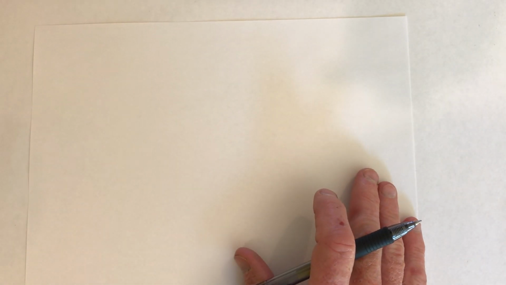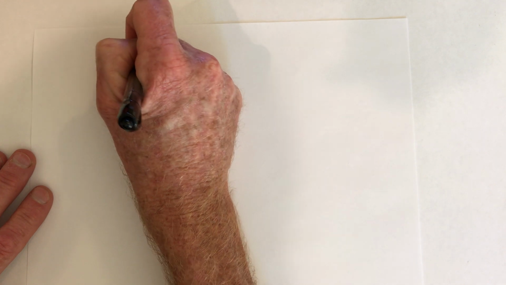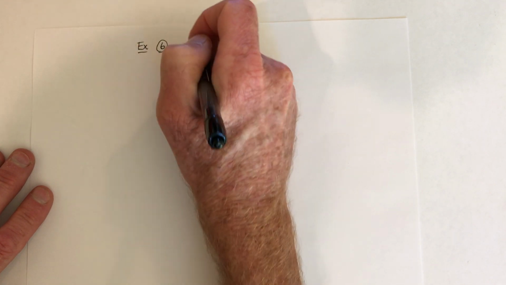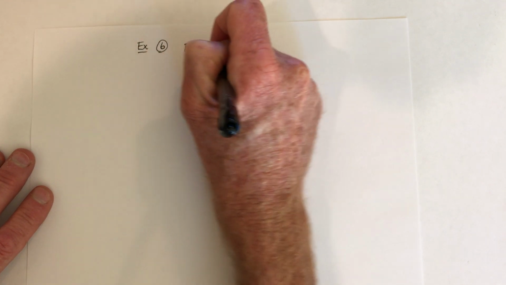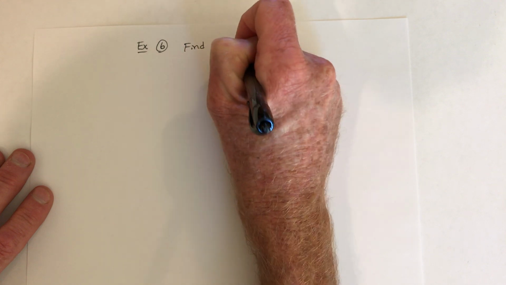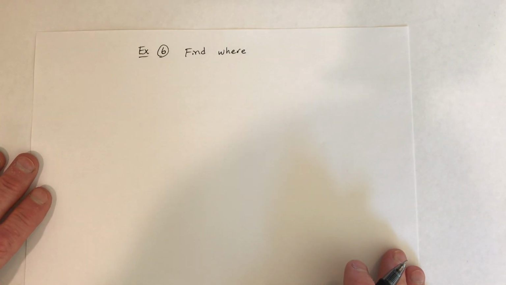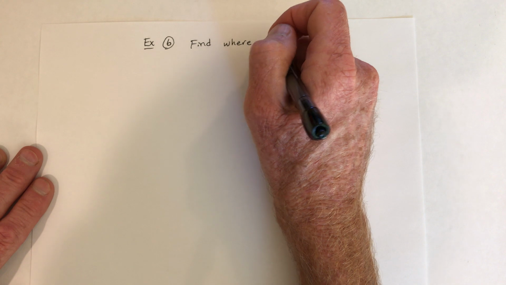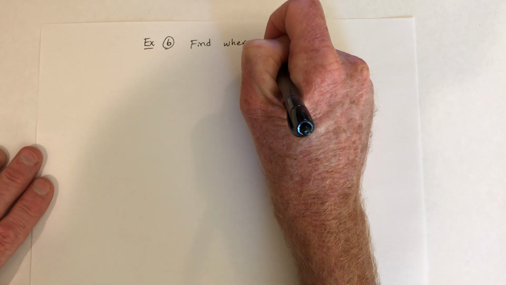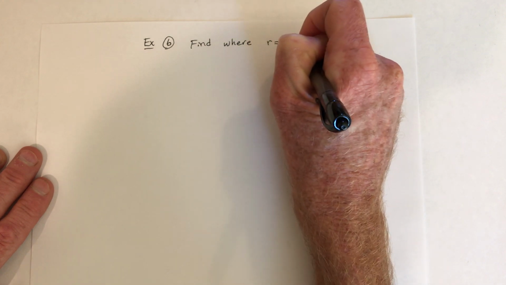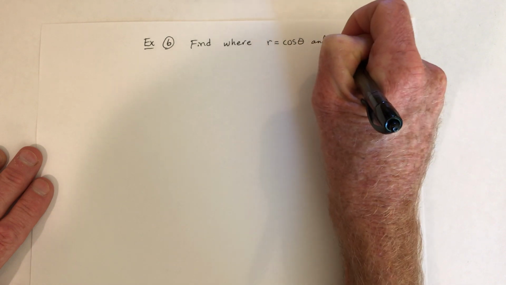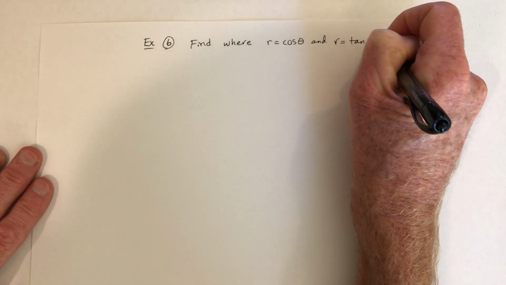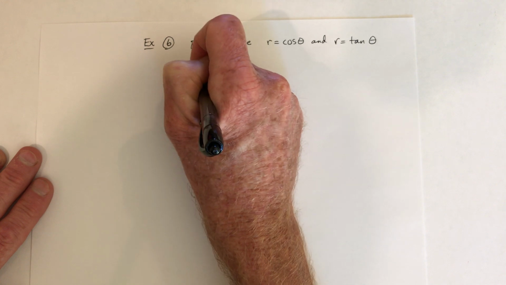And then on to one last example, number 6. Where do these two functions intersect? Find where r equals cosine theta and r equals tangent of theta intersect.